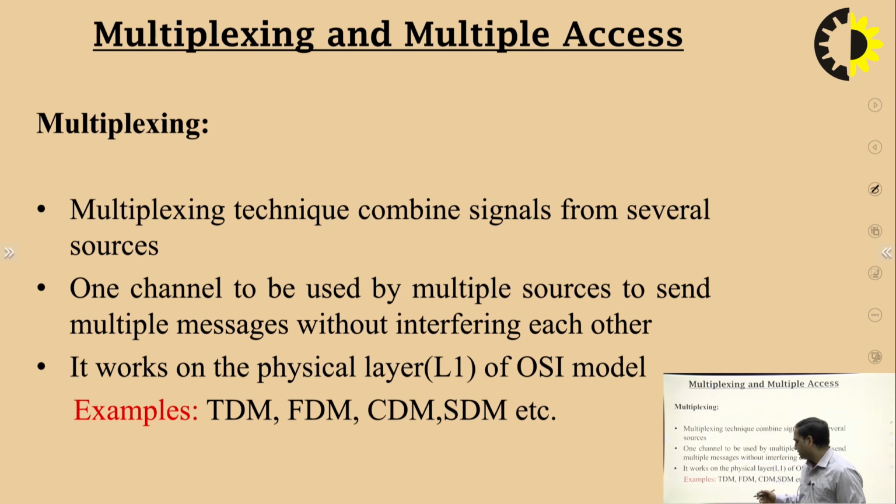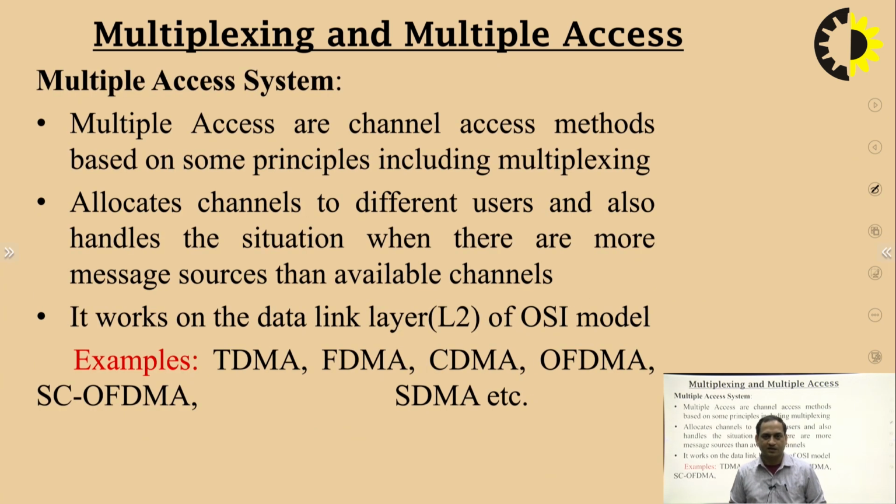Some examples of multiplexing are TDM, time division multiplexing, frequency division multiplexing, code division multiplexing, and space division multiplexing techniques. There are many more multiplexing techniques. And second is multiple access. Multiple access techniques are channel access methods. It means how different users can access the channels. That is called the multiple access techniques.